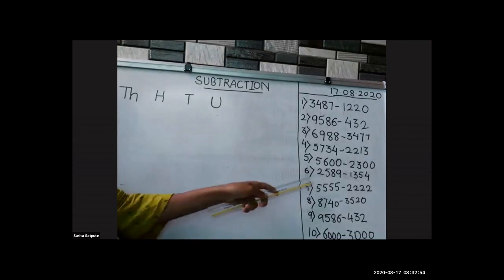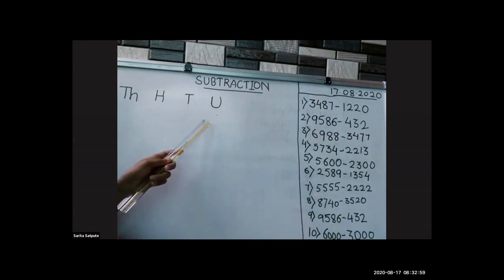I'm asking you, your friend read the sixth question, right? Now, how are you going to write the sixth question here? How are you going to arrange the question in a vertical form? That I'm asking.